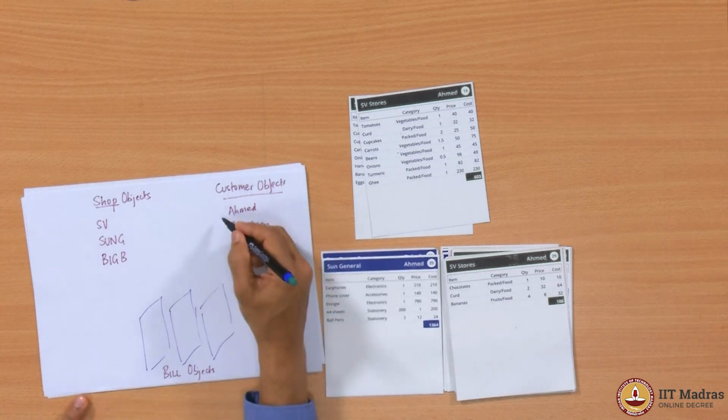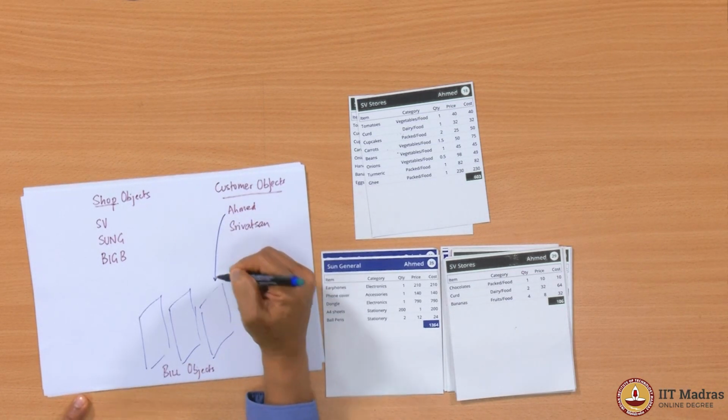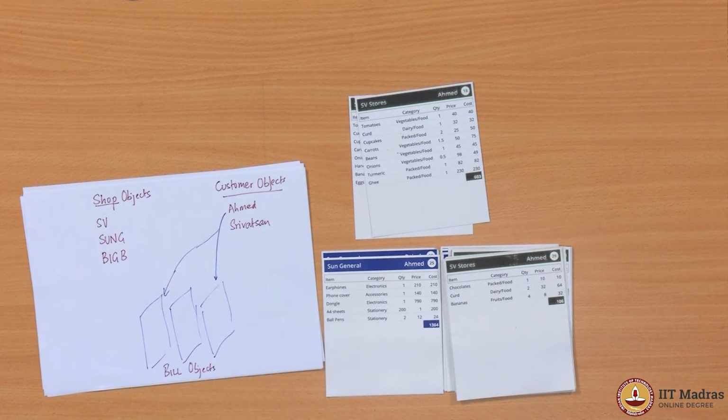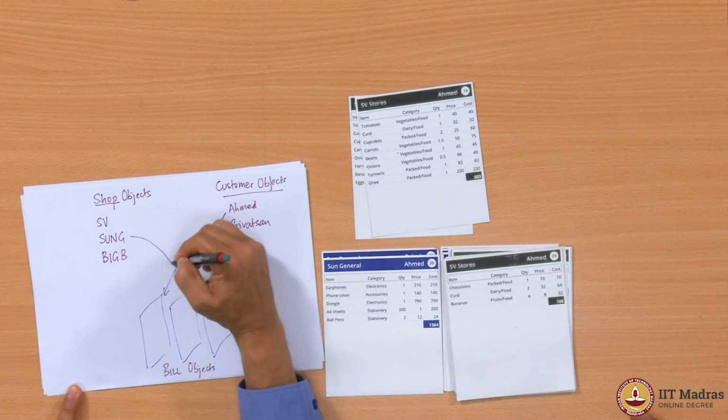So Ahmed will have some procedures. He will know which of these bills belong to him, so he will be pointing to a collection of these bills. He will have access to these bills, and we don't need to know how he has access to them. We don't care.